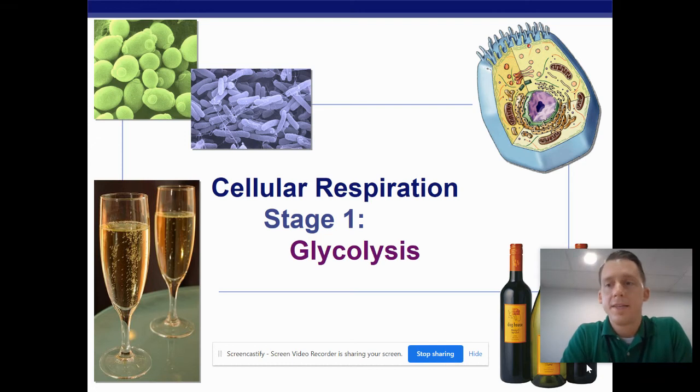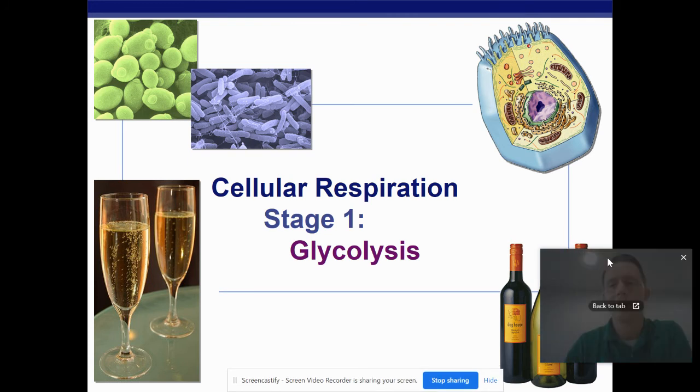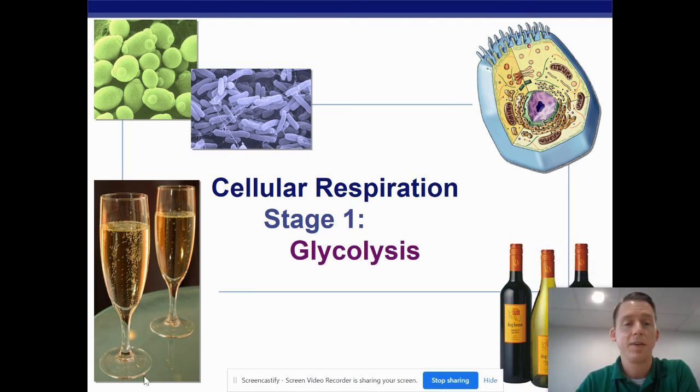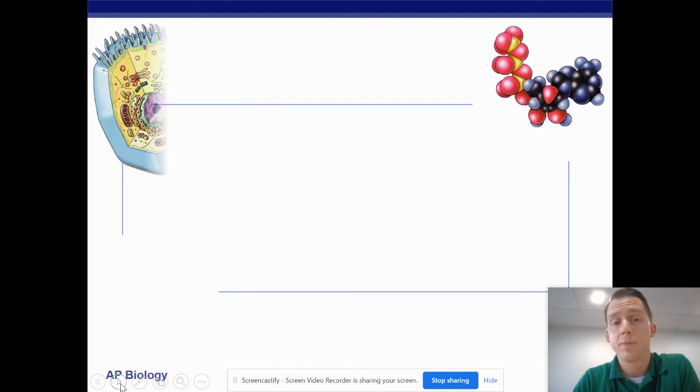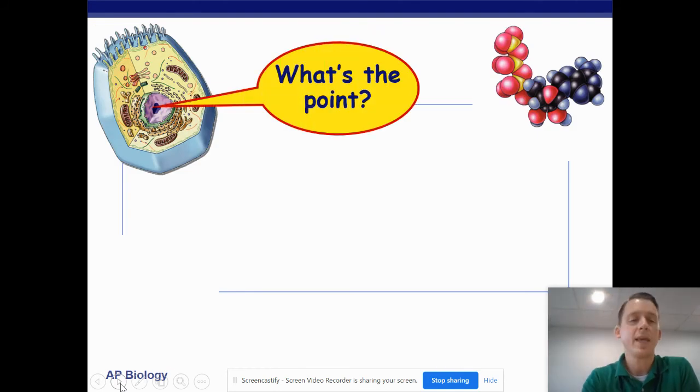Hello, everybody. Today we are going to talk about the first step of cell respiration, and it is called glycolysis. So glycolysis is that very first step. And we're going to be talking about the steps of glycolysis today, where it happens, and what exactly the process is. As we learn today, don't forget the main point.